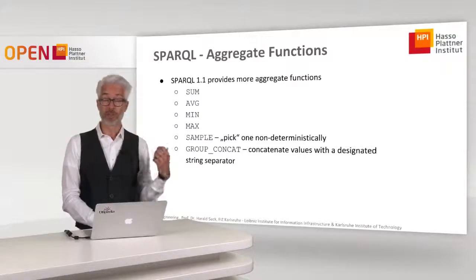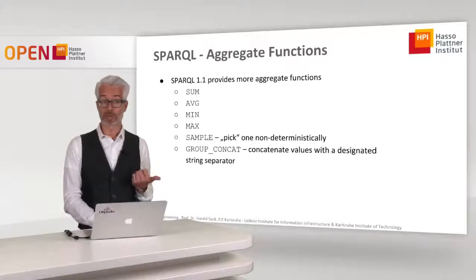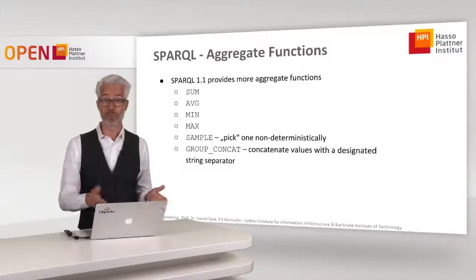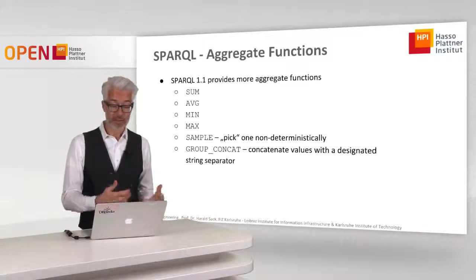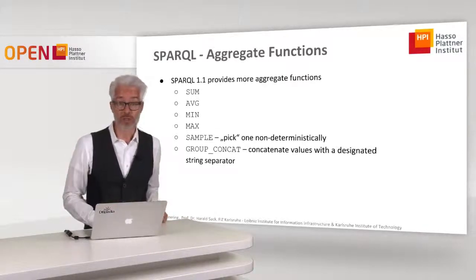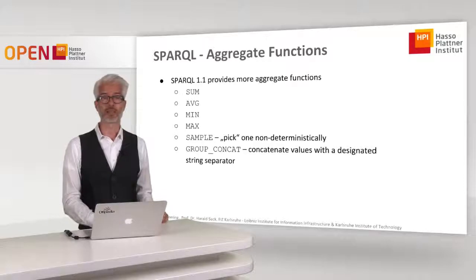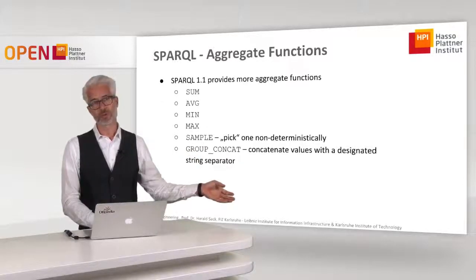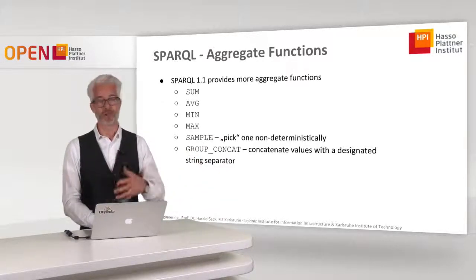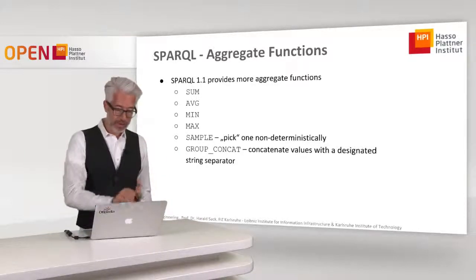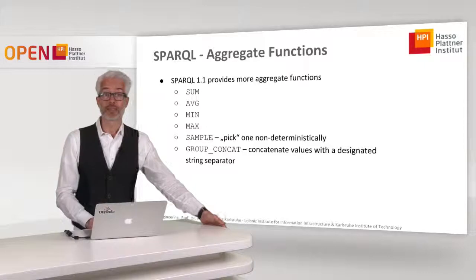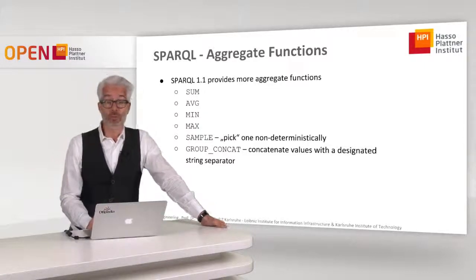First of all, if your results, for example, are numerical, you can sum them up, simply add them on, build the sum of it. Or you can compute the average of your numerical results. And you can compute the minimum or the maximum over all returned results. Two special aggregation functions are sample and the group concatenation.